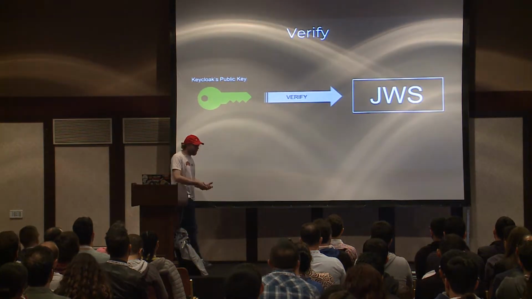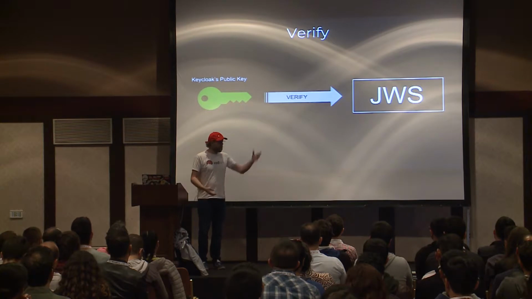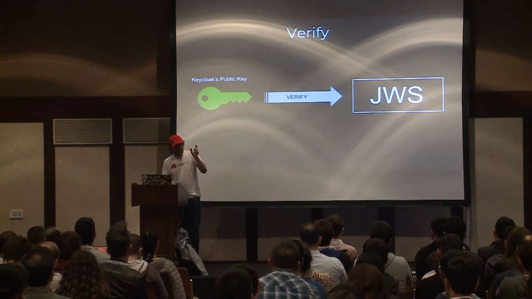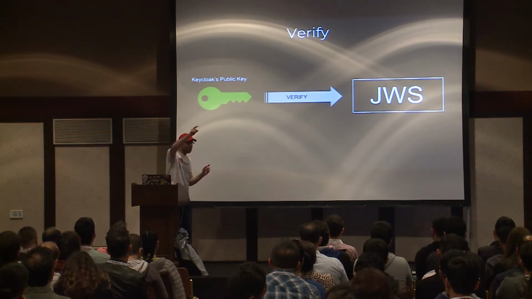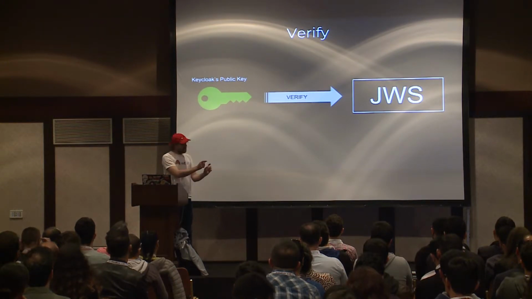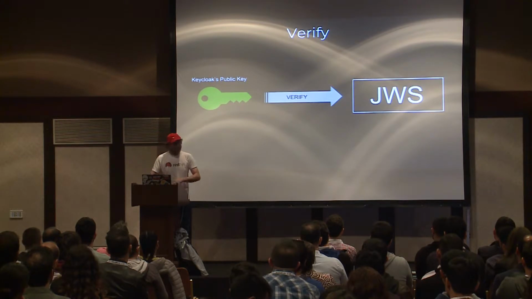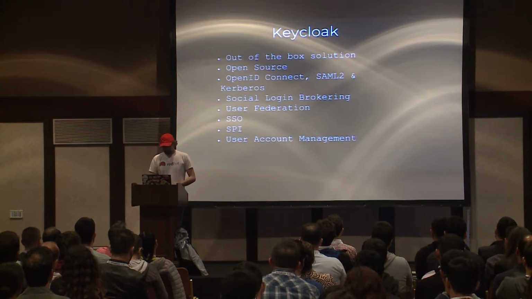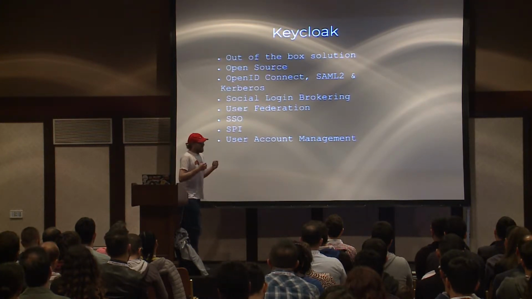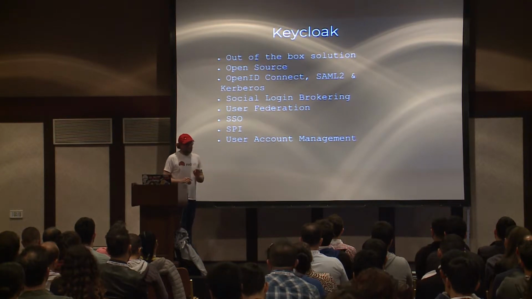What happens when an application receives a request with this token? It takes the token, retrieves the public key from Keycloak, and verifies the signature. If the signature is correct, you can move on and go further with your request. Okay? That was a really quick intro to Keycloak.